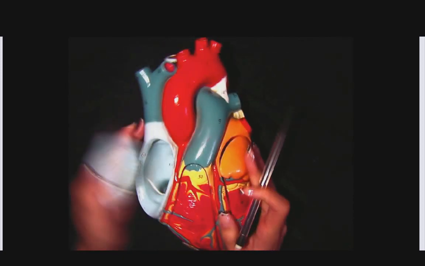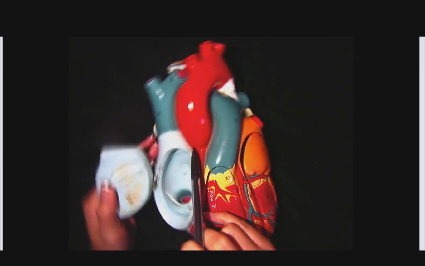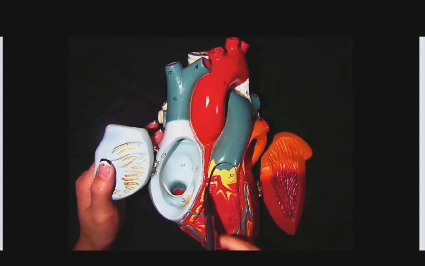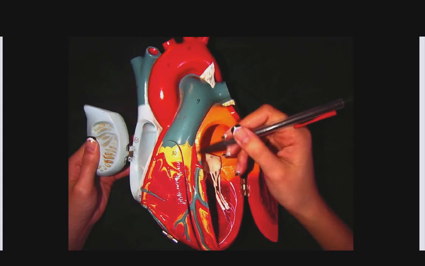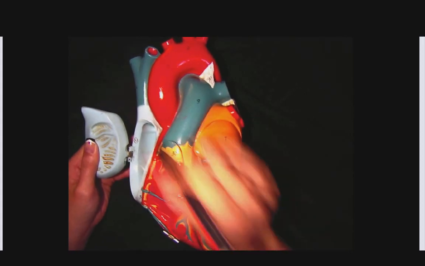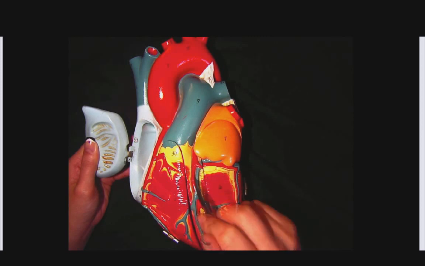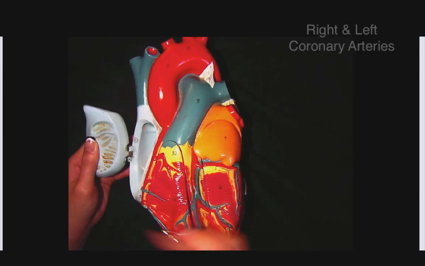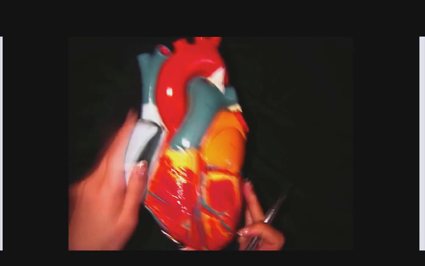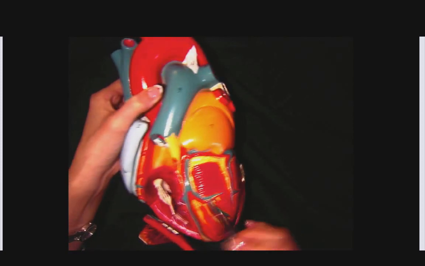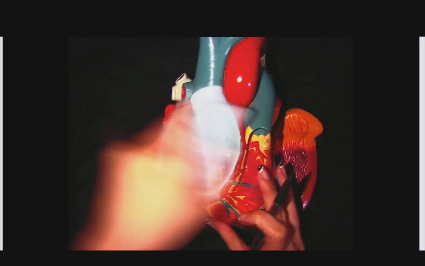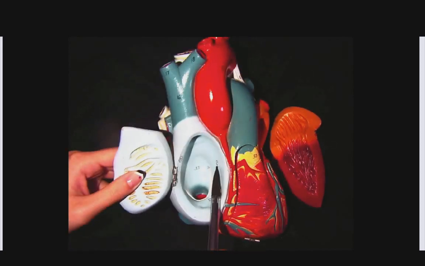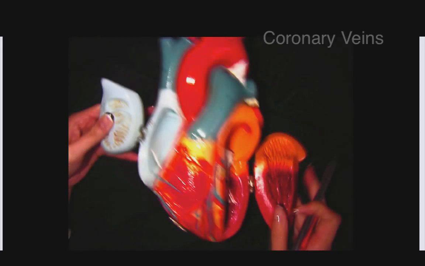Some other external features. Notice the aorta has this artery coming out of it here, and on the other side behind the pulmonary trunk, another artery comes out here. Name these. That would be the right and left coronary arteries. And then we have these here, the blue ones. Go ahead and name those. They actually lead back right here. These would be the coronary veins.